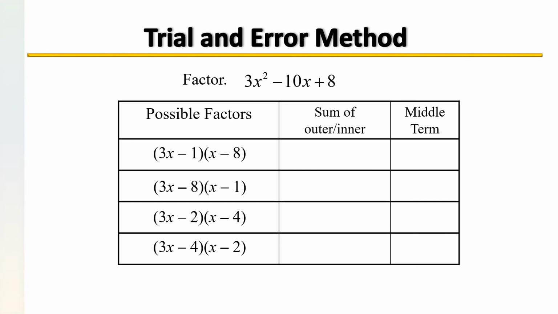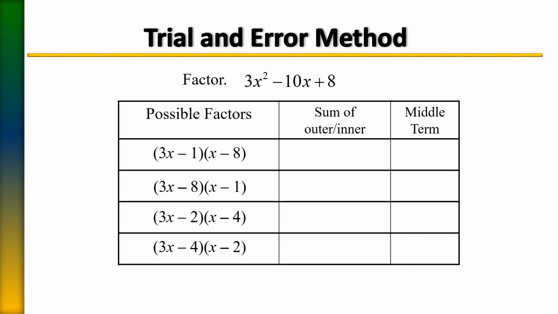Okay, so let's look at all of the possible factors, starting with the first one, 3x minus 1 times x minus 8. If we combine, outer would give us negative 24x. Inner is going to give us negative x. Combine those two together, and that's going to give me negative 25x. That is not my middle term of negative 10, so that means that cannot be the correct pair. So let's go to the next one.